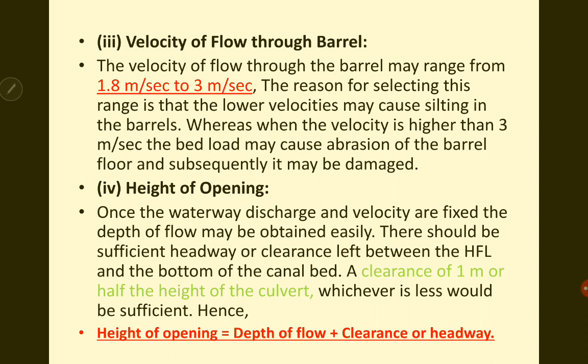Now this is the height of the opening. Height of the opening is taken as the depth of the flow. Depth of flow means the river water flow plus the clearance or the headway, or you can say it's a freeboard. So if this is a drain, this is the drainage bed level. Okay, so plus the FSL level, depth of flow, plus the clearance above. This is the height of the opening. A clearance of usually 1 meter or half the height of the culvert is provided, whichever is less, you have to provide it.